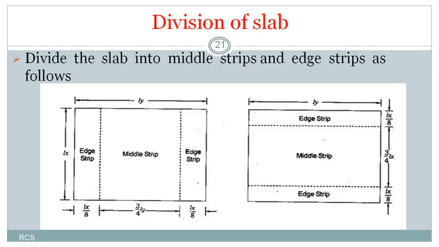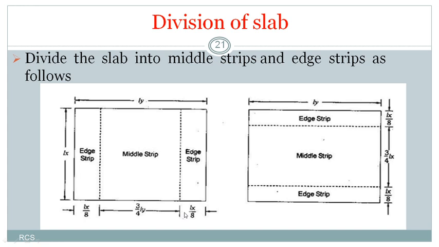The second recommendation given is the total slab will be divided like this. They divide the slab into middle strips and edge strips as follows. So if you take the slab along the Ly direction, the slab will be divided into edge strip, middle strip and another edge strip. The width of this edge strip along the Ly direction will be Lx by 8, and the width of the middle strip will be 3/4 of Ly, and the width of the edge strip in this direction is Lx by 8.